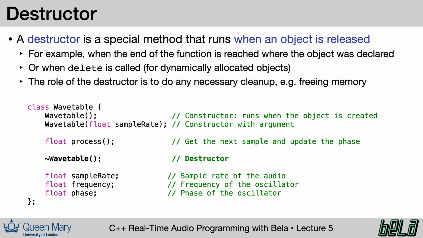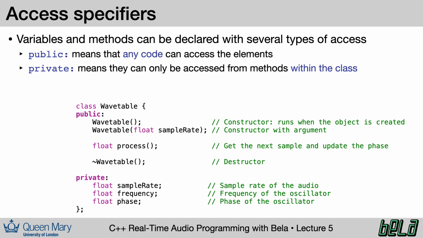The counterpart to the constructor is the destructor. The destructor is also run automatically, in this case when the object is destroyed. For example, at the end of a function where the object was declared, or, in the case of dynamically allocated objects, when the delete statement is called. The purpose of the destructor is to do any necessary cleanup. Oftentimes this will be handled automatically for you and you don't need anything in the destructor, but for instance, if you were doing something like dynamic memory allocation, you'd need to free the memory here.